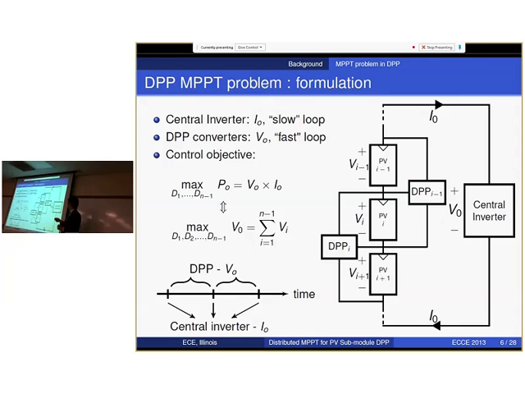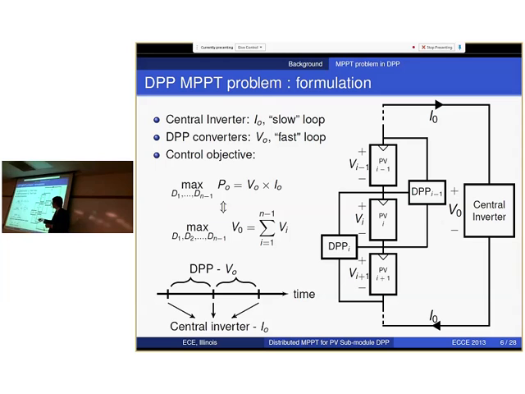At the same time, because DPP converters are typically switching at a much higher frequency than the central inverter, compared to the slow control loop, their time constants are much smaller. So at any given time, the string current can be viewed as a fixed value for these DPP converters, which means in this control objective, current is fixed. Then the task of maximizing string power can be simplified to maximizing string voltage. And this is exactly what DPP converters are doing in this case.